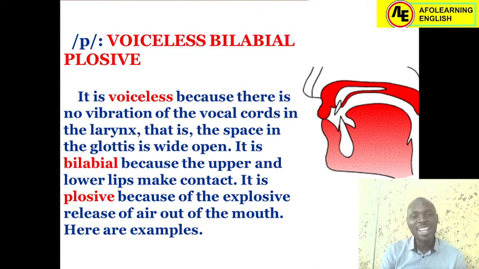So, let's get started. Like I said, we are looking at the p sound and the b sound. And to start with, the p sound is phonetically called voiceless bilabial plosive. Now, it is called voiceless because there is no vibration of the vocal cords when this sound is pronounced or produced or articulated. There is no vibration around your neck region.